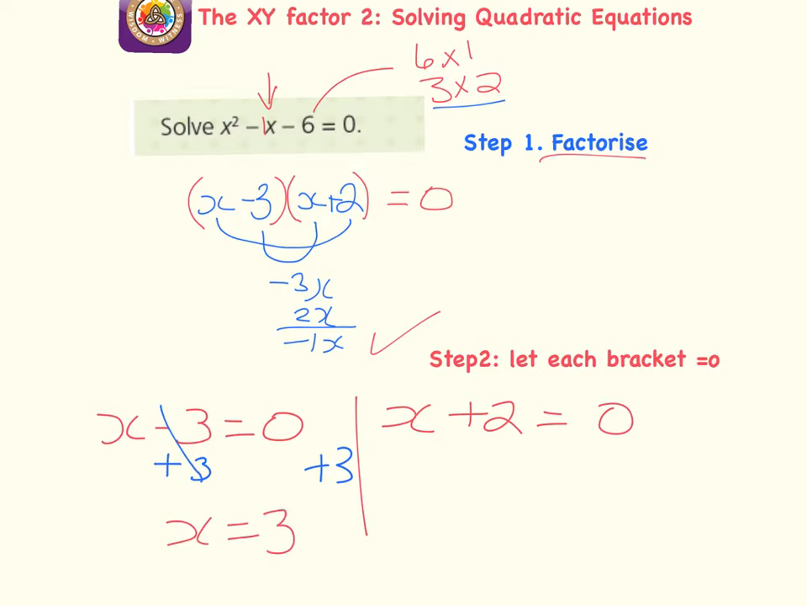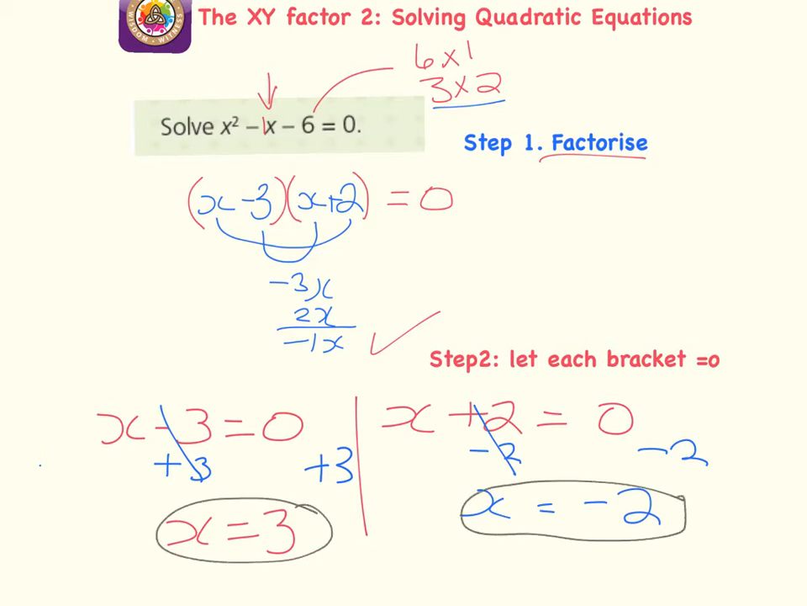Moving on to the second part here, I have x plus 2 equals 0. So again, I'm going to minus 2 here and minus 2 here so that I'm balancing. The plus 2 and the minus 2 cancel, and I'm now left with x is equal to minus 2. And what I've done here, second years, is I've actually solved the quadratic equation. I've given two numbers, x is equal to 3 and x is equal to minus 2, that if I substitute them into this original equation, I will get 0.